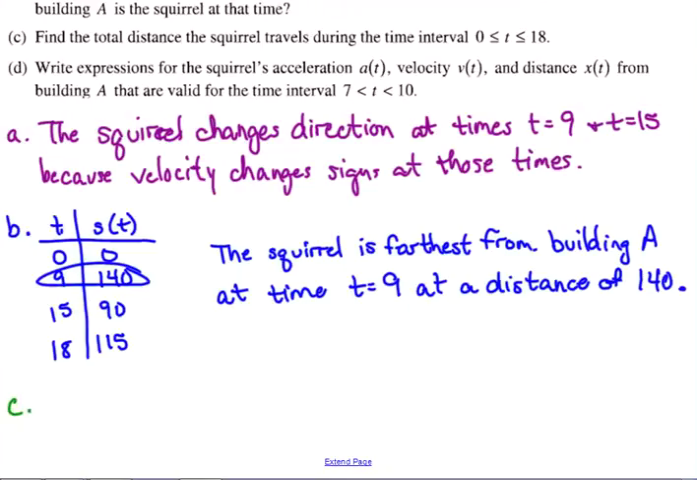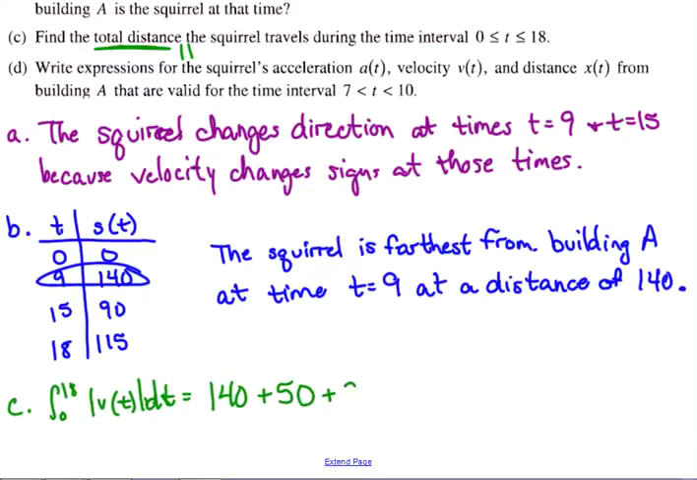All right, part C. Find the total distance the squirrel travels during the time interval from 0 to 18. Well, remember, total distance is absolute value, so that's the integral from 0 to 18 of the absolute value of v of t dt. So that's going to be the 140 plus the 50 plus the 25. Okay, the 50 is no longer negative because that absolute value makes it positive, so that makes it what, 215? You get 1 point. It's 1 pointer right there. We got 4 points left for this last part.